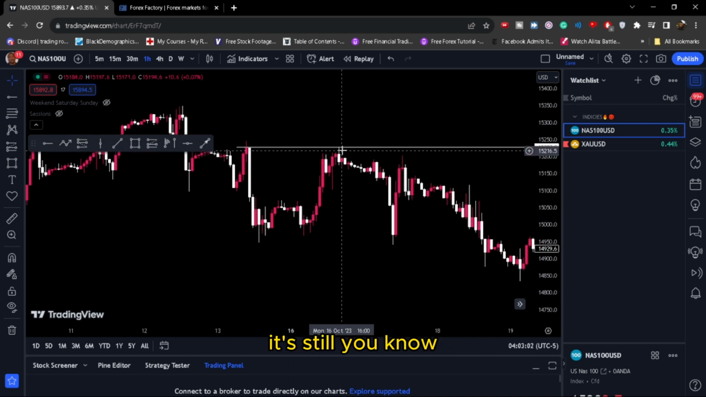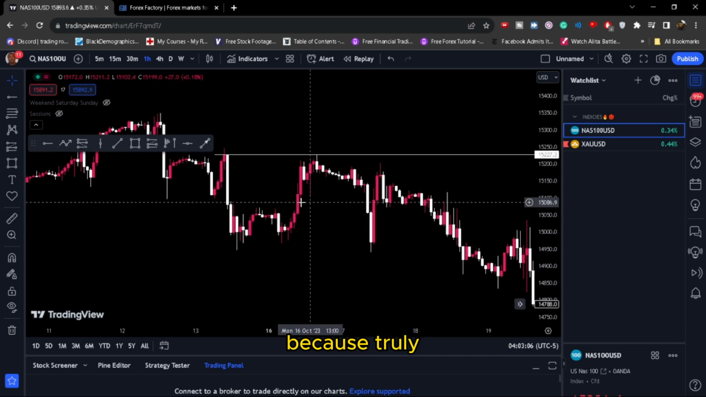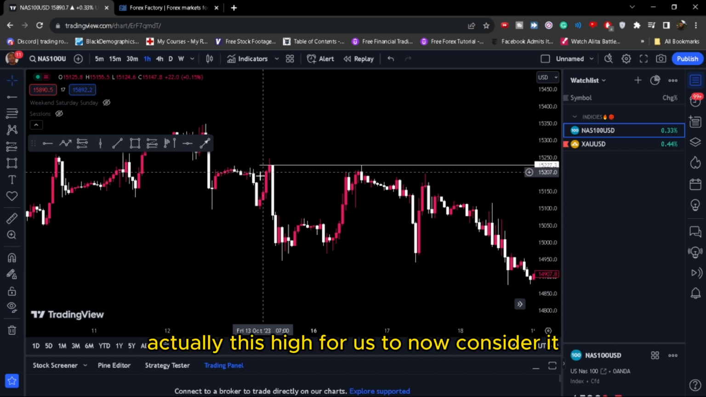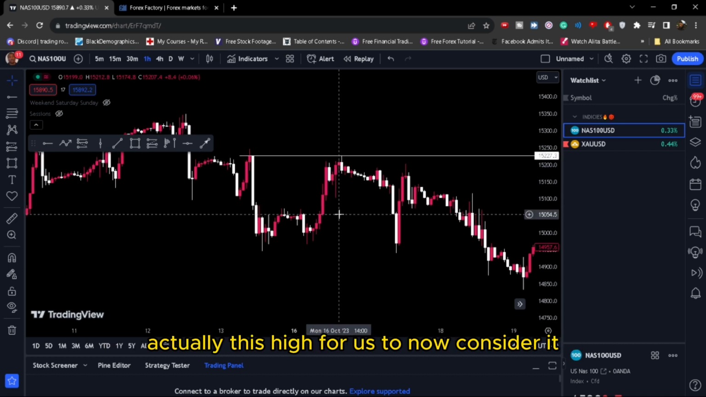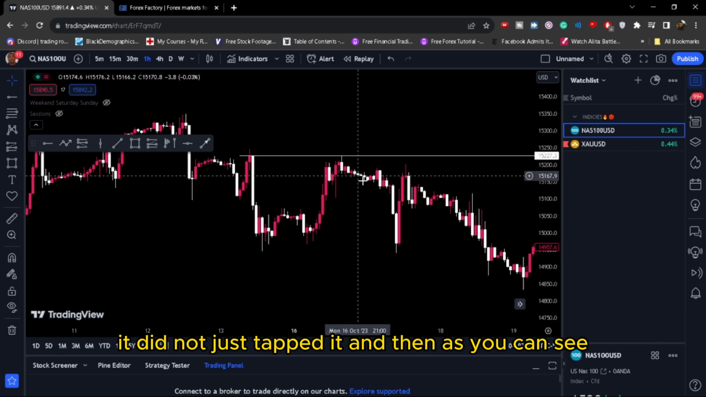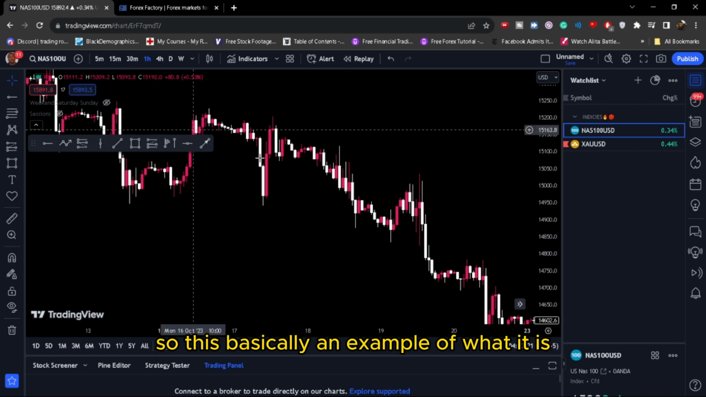So notice how even though price came and bought up, even though it tapped the zone, it still managed to sell back. Why? Because truly, the actual high that price needs to break in the 1 hour time frame is this high for us to consider it a change of structure. But in this case, it did not. It just tapped it, and then as you can see, it sold off. So this is basically an example of what it is.